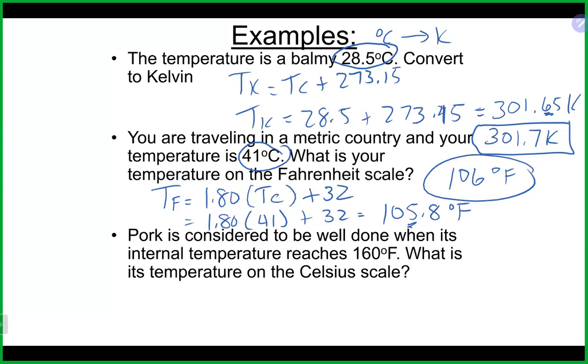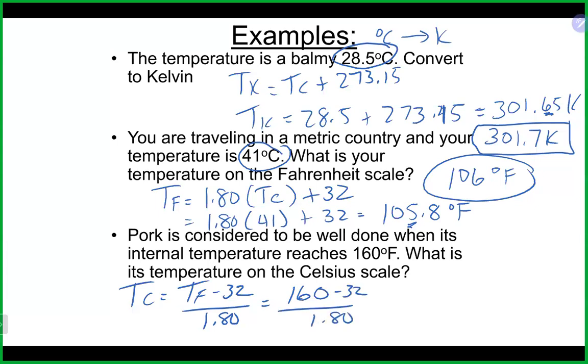Lastly here, we're going from Fahrenheit to Celsius, so the temperature in Celsius is the temperature in Fahrenheit minus 32, divided by 1.8. That gets us 160 minus 32 divided by 1.8. I feel like that's a lot of ones in this answer here. Let's see.